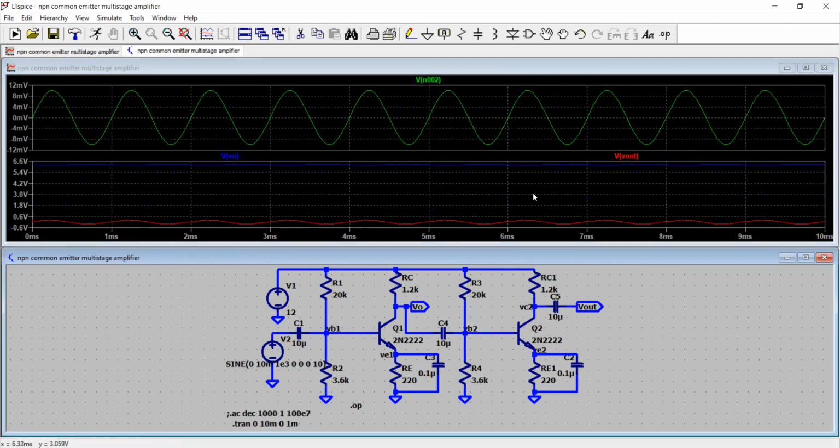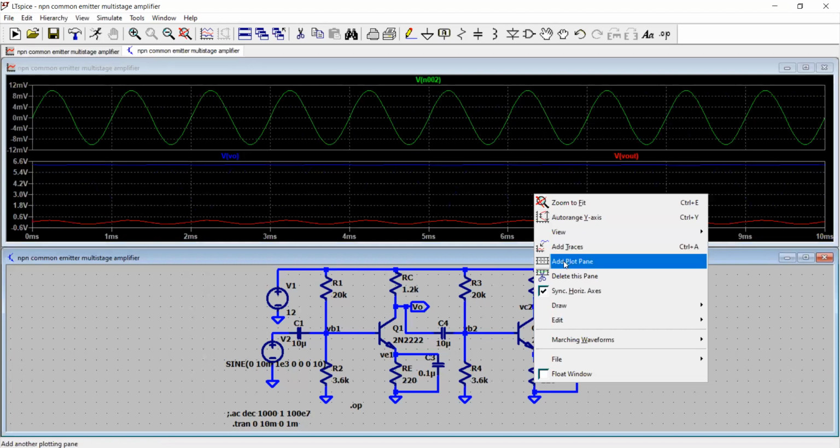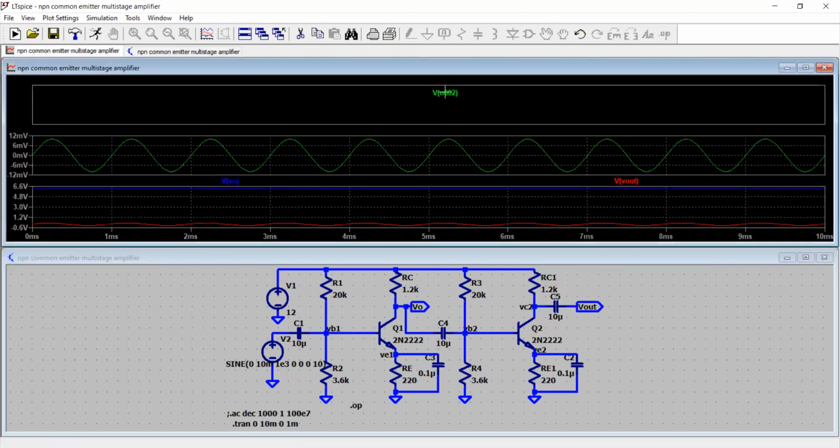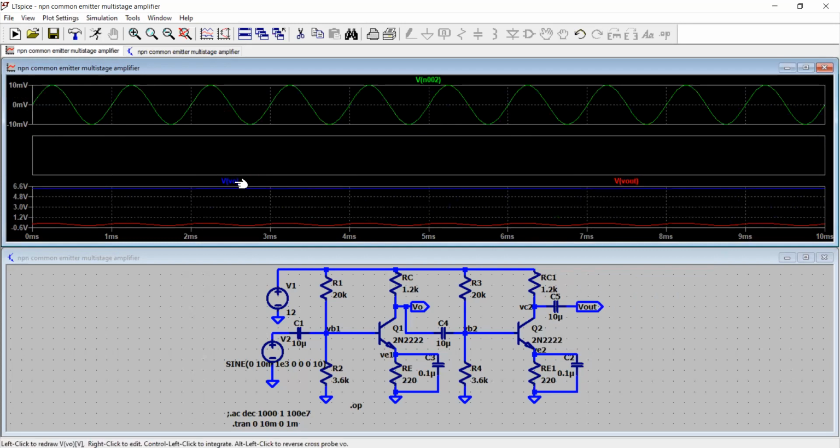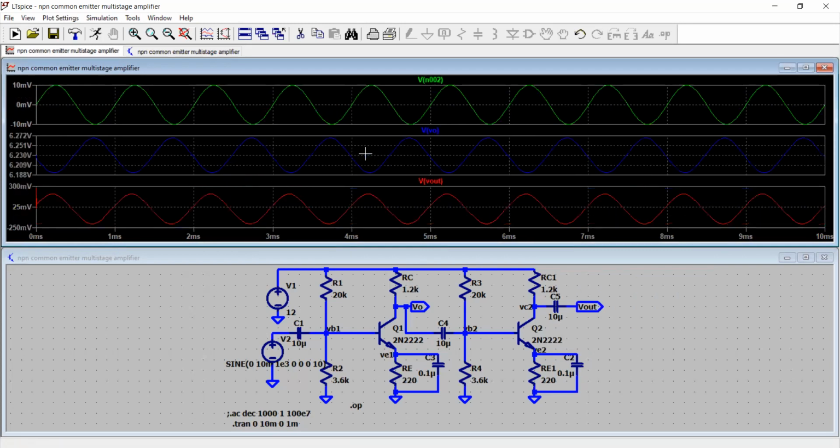Again, my views are not clear, so I will add a plot pane, and then let's say V input goes here, the output of the first stage is here in the middle, and then the output of the second stage. Again, see now your output in the final stage is inverted, and it is in the same form as the input. Okay, for the positive half you have positive half, for the negative half you have negative half. There is a little bit of phase difference between the input and the output. That is due to the capacitors that have been placed here.